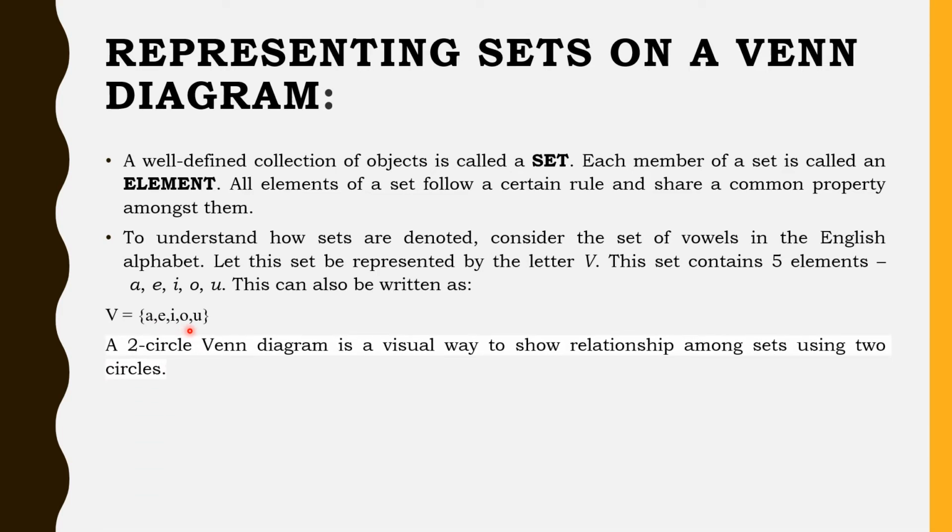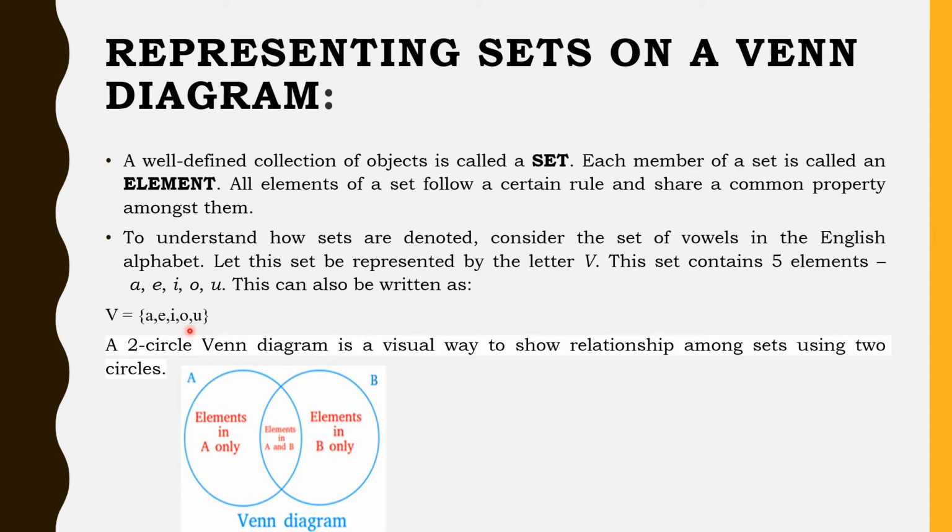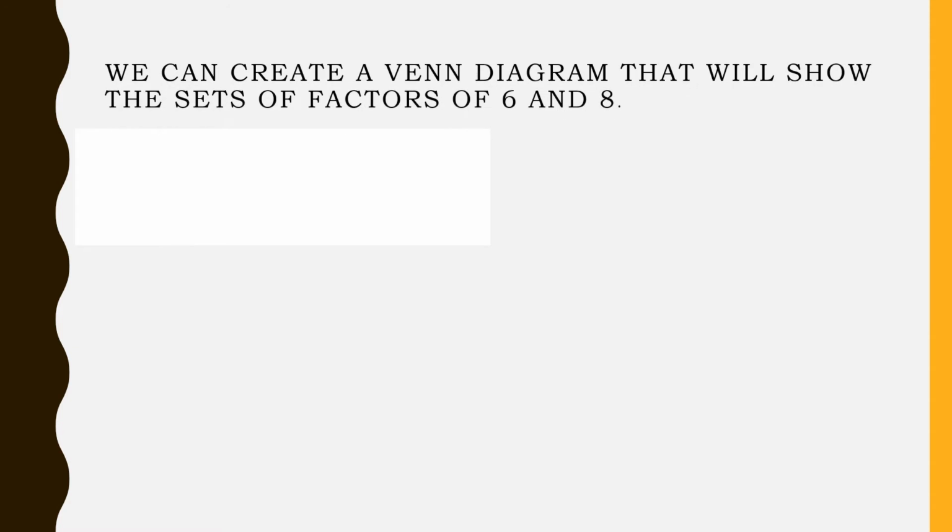Now, a two-circle Venn diagram is a visual way to show relationship among sets using circles. Like this, no? So, ito yon. Two-circle Venn diagram. We have elements in A only, and in B, these are elements in B only. And in the intersection part, these are elements in both A and B. Okay?